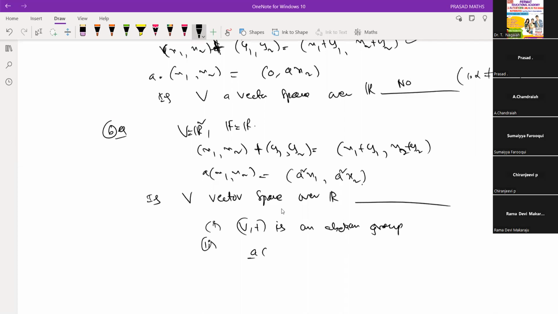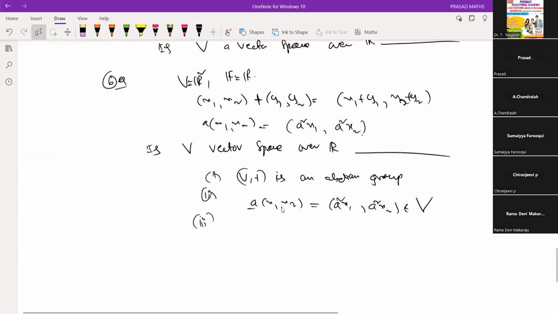Any real scalar you give me, you take the scalar product, and what you get is a square x1, a square x2. It is also an element of V. There is no problem. So what about the third property? In the third property there are 4 properties. Suppose I choose A equals 1, B equals 2, alpha equals (1, 2). Does it mean that (A plus B) alpha equals A alpha plus B alpha?